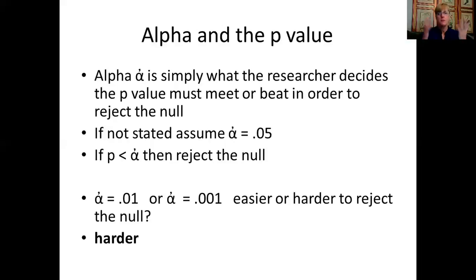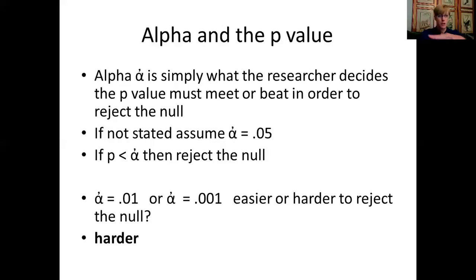Now, often people don't say in their papers what their alpha is. And if they don't say, you just assume it was 0.05, because that's just a tradition. It's a habit. People like that 5% one. Now, there might be very good reasons, though, to have a smaller alpha or a bigger alpha. And once alpha's set, you set it ahead of time. You go, then you run your stats. And if P is less than alpha, you go ahead and reject your null.